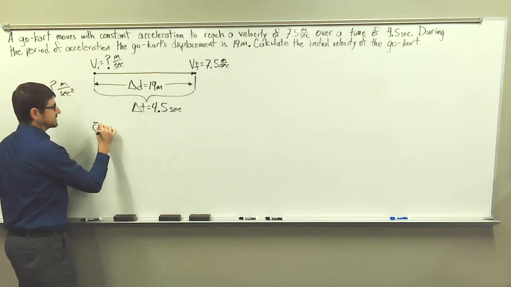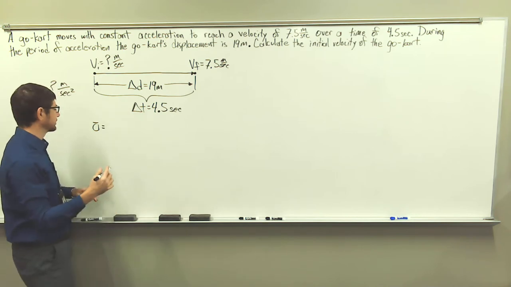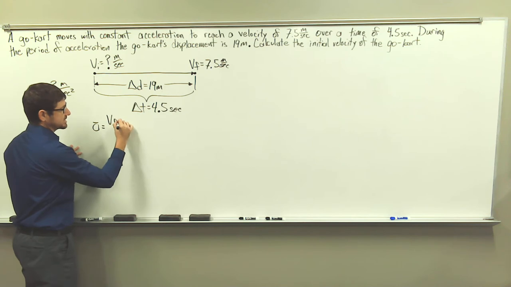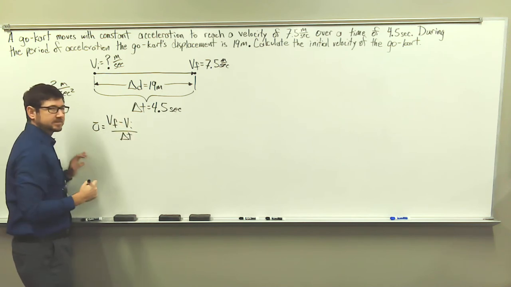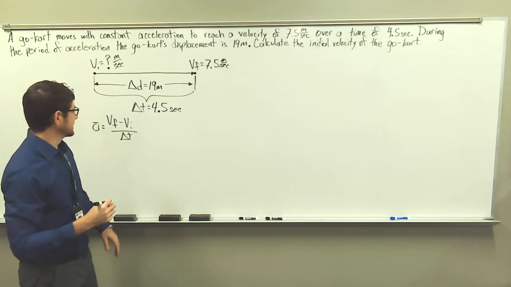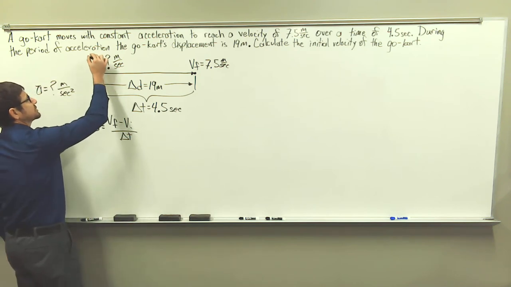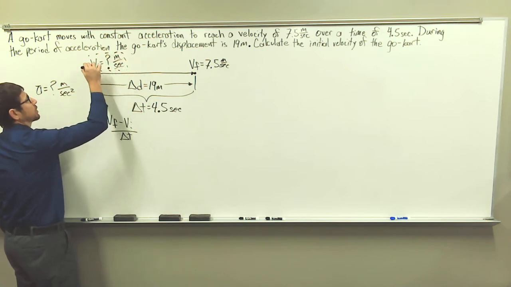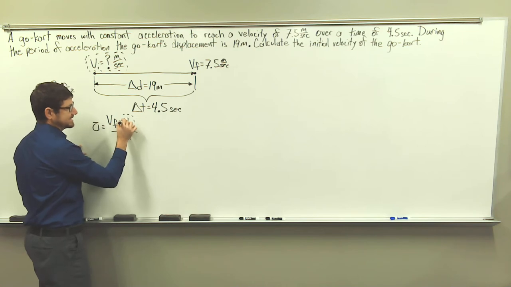You know, acceleration is equal to the change in velocity divided by the time interval. So our change in velocity is final velocity minus initial velocity, divided by delta t. Now, what we want to do is calculate the initial velocity of our go-kart, okay? So let's go ahead and solve for v sub i.